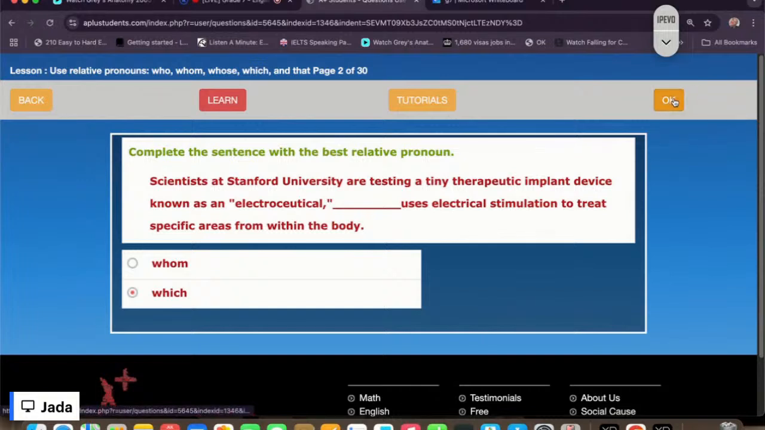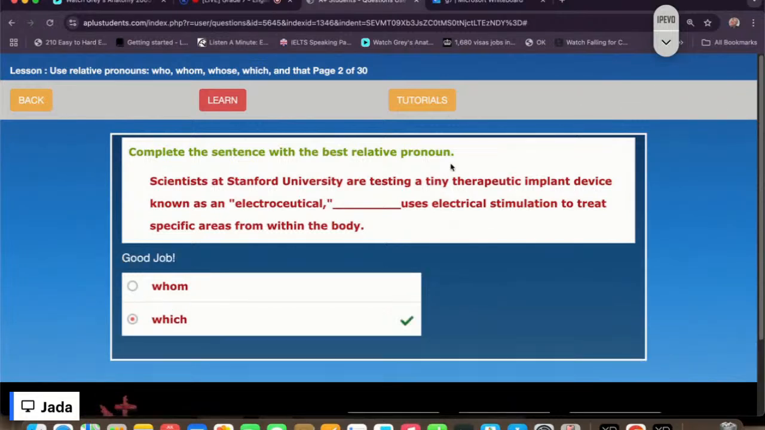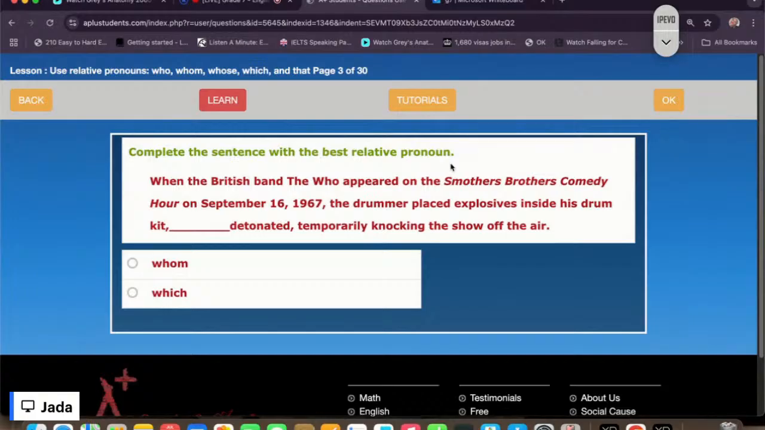Okay, so we have which. Okay, so what do you think is the right one here? When the British band The Who appeared on the Smothers Brothers Comedy Hour on September 16, 1967, the drummer planted explosives inside his drum kit, dash detonated temporarily knocking the show off the air. Whom or which?